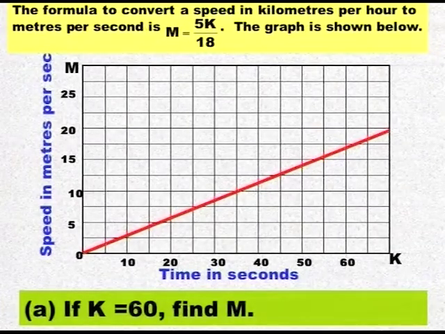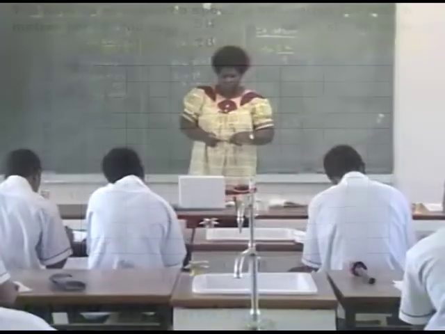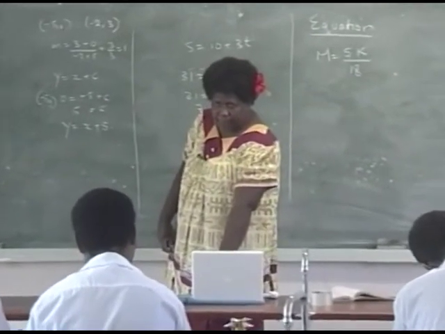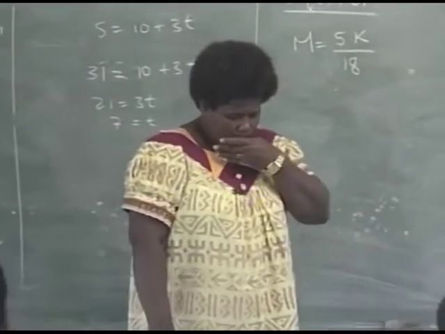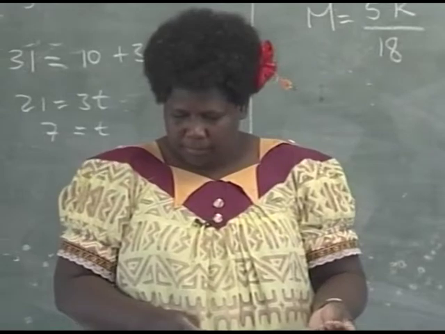Okay, we have to answer the questions. You can answer them according to the graph or according to the equation. They should agree. All right, if k is equal to 60, find the value for m. Megan? 16.67 meters per second.